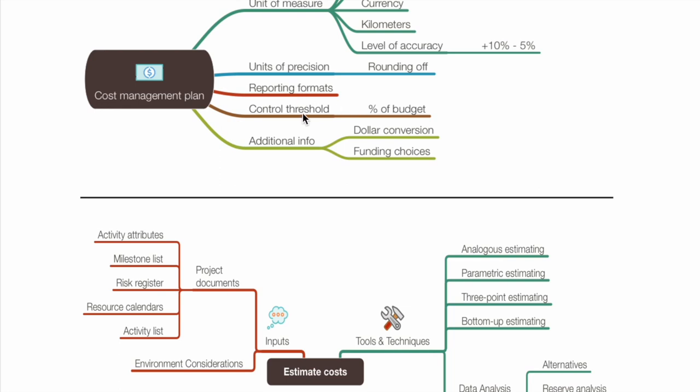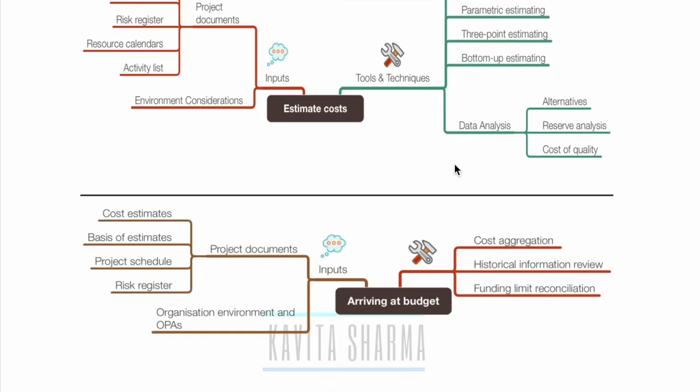Control threshold. This is something you know from the quality management module. So what is the control or upper control limit? You would write it over here. For example, what can happen in case you spend more than 25% extra of your budget? You need to write here that this is something I cannot go beyond. Additional information could be dollar conversion rate, funding choices, and any other information you have.